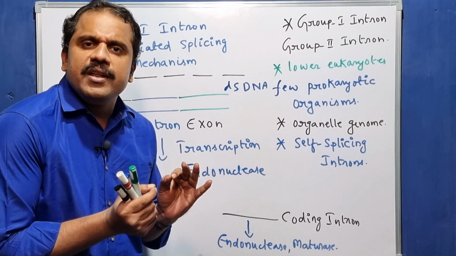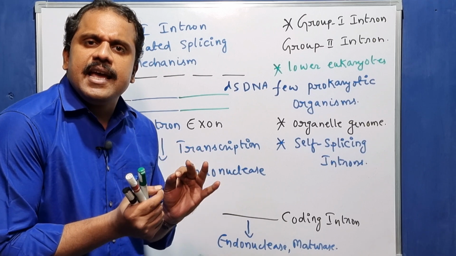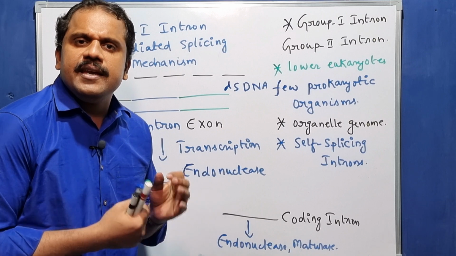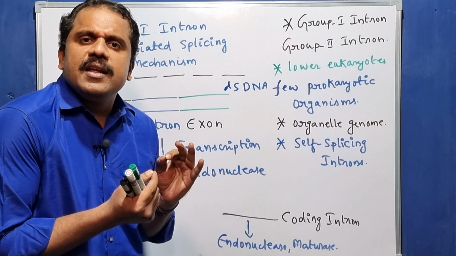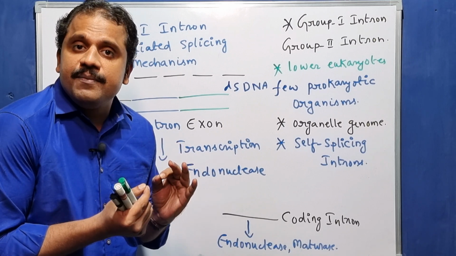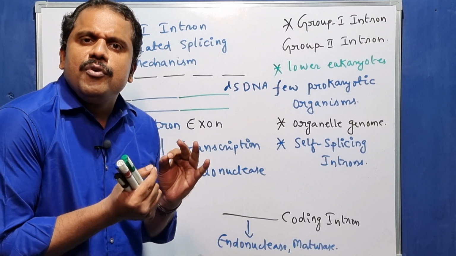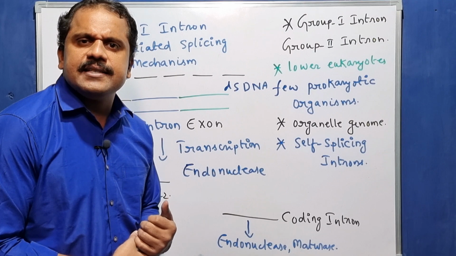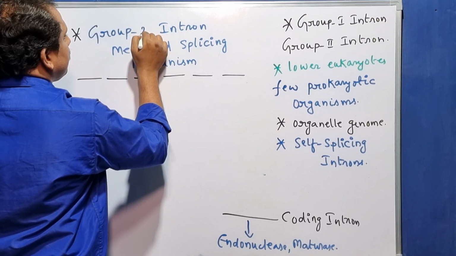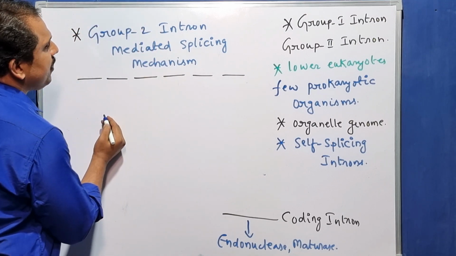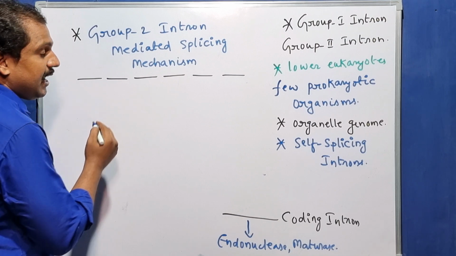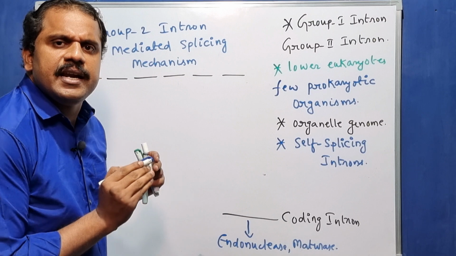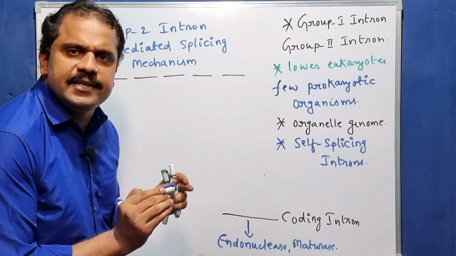Group 1 intron mediated splicing is organized by taking advantage of certain protein factors as well as certain divalent cations. In addition to the group 1 intron mediated splicing mechanism, there is one more alternative strategy, which is carried out by group 2 intron mediated splicing mechanism. Is it clear? So for your better understanding, let me present it on the board. Likewise the group 1 mechanism, the group 2 intron mediated splicing mechanism also takes advantage of the double-stranded genomic sequence.